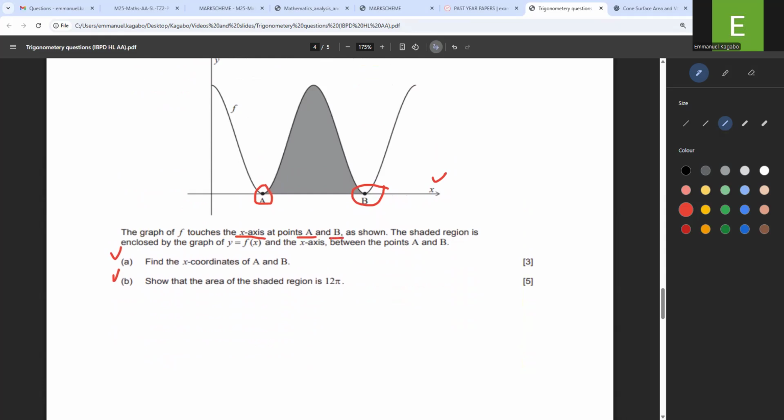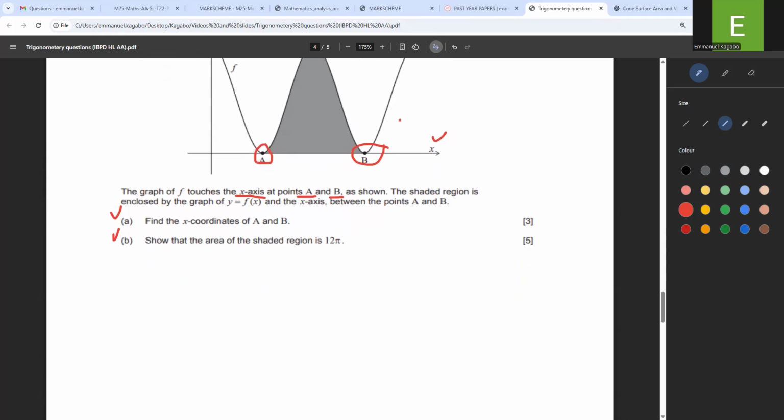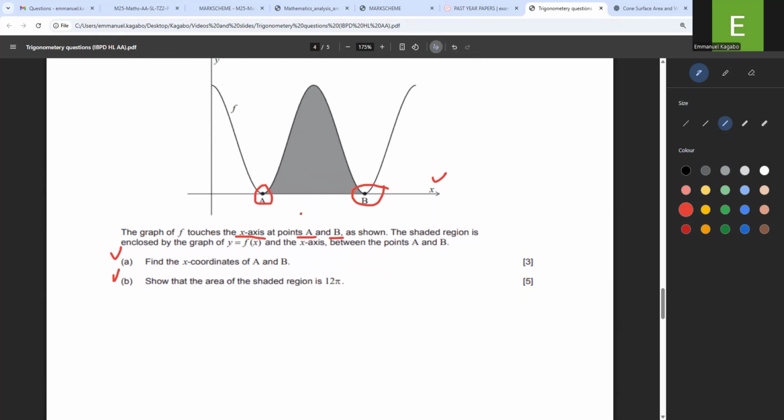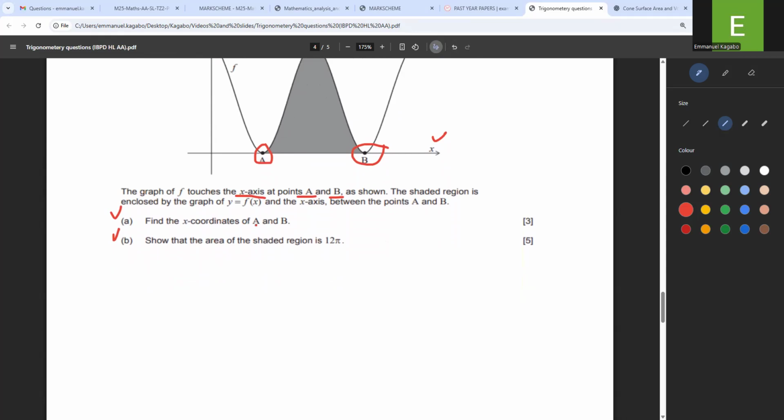What does that mean, guys? It means A and B are both x-intercepts. Good. Now, okay, let us try to do the question. Are you ready, guys? Okay. So I hope you are paying attention. And then the question is asking you, find the x coordinates of A and B. Remember, A and B are x-intercepts.